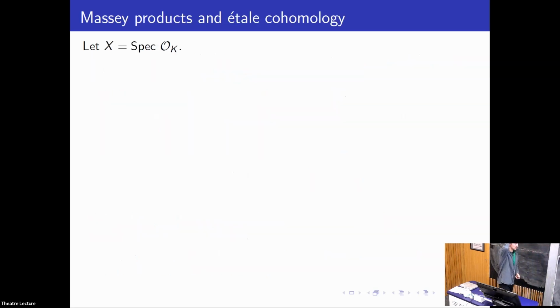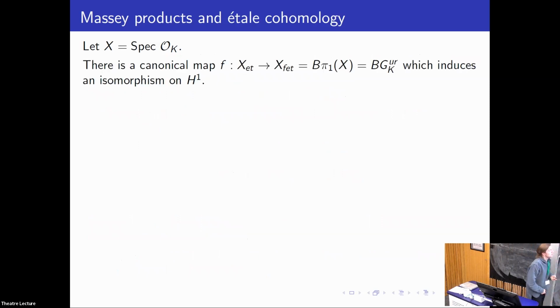And then there's the step with étale cohomology, which we use to get the formulas. If X is equal to Spec O_K, there's a canonical map of sites between the étale site of X and the finite étale site of X. This is equal to the classifying site of pi_1 of X, which is BG_K^ur, and this induces an isomorphism on the first cohomology.